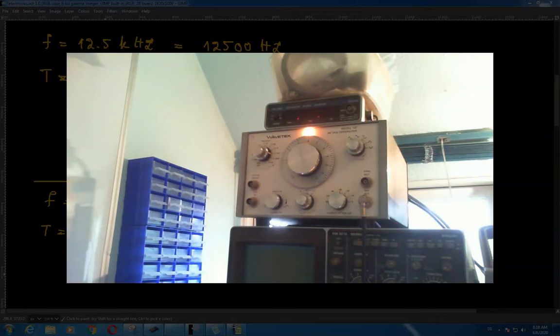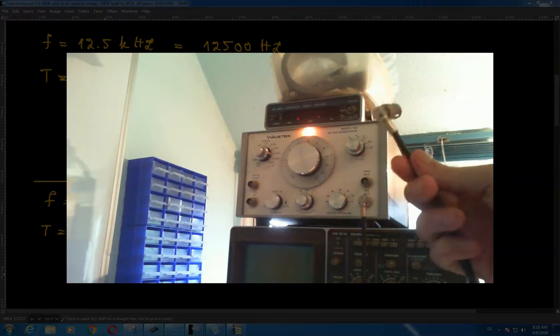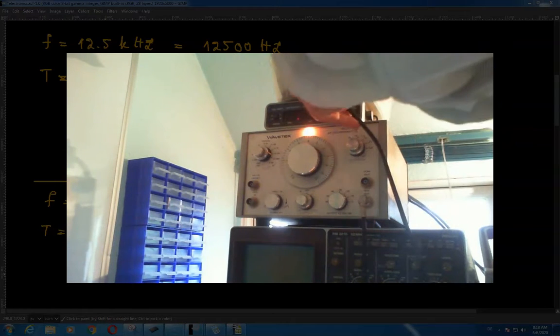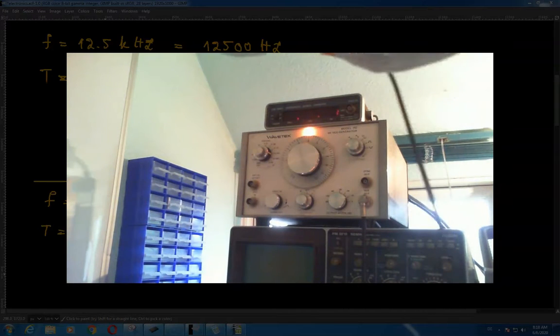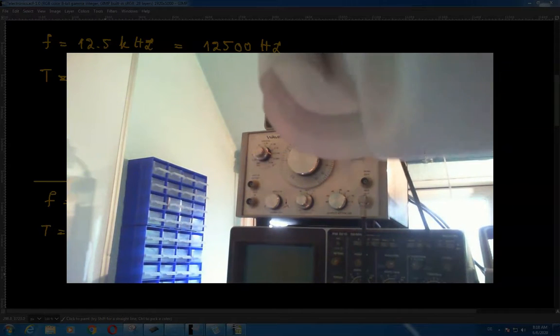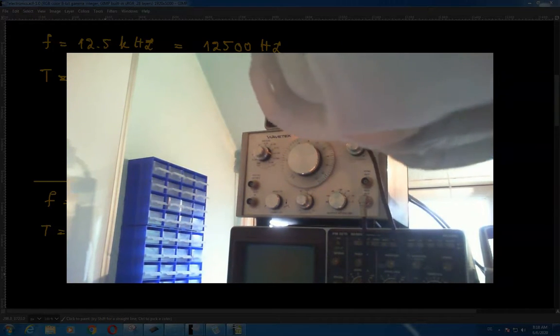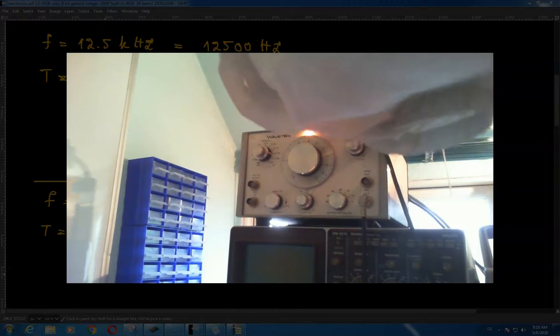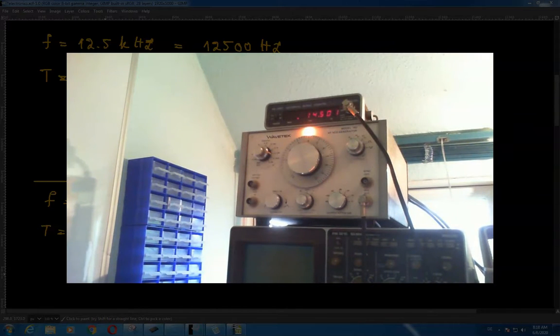So I'm going to connect the same output from the generator. I connect it over here. I'm going to get rid of this. So if I connect this over here, this tells me that it's 14.5 kilohertz. You can see that over here it says 14.5, and it's kilohertz over here. It's 14.5 kilohertz.